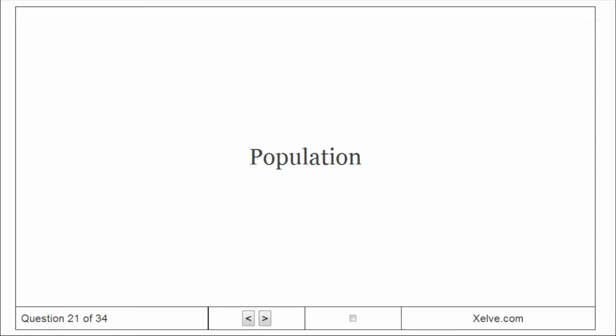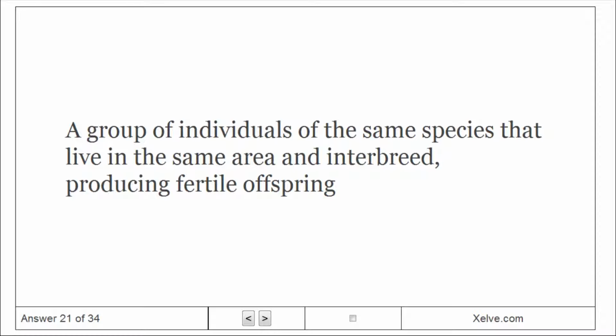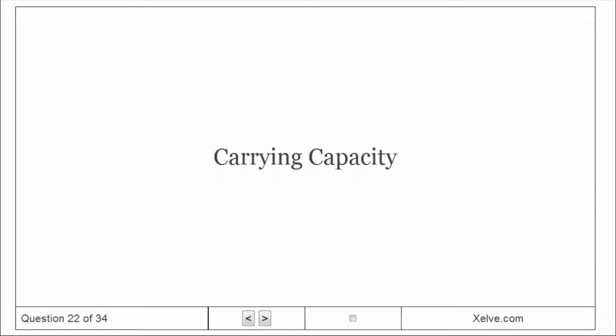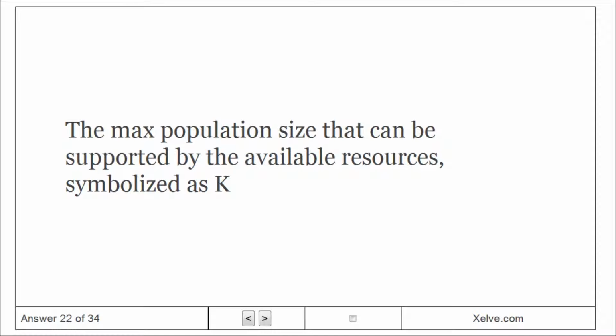Population. A group of individuals of the same species that live in the same area and interbreed, producing fertile offspring. Carrying capacity. The max population size that can be supported by the available resources, symbolized as K.